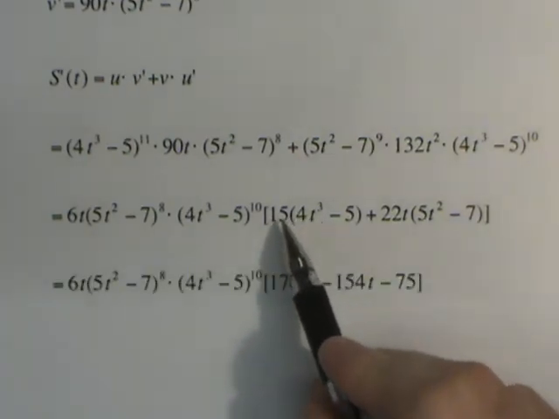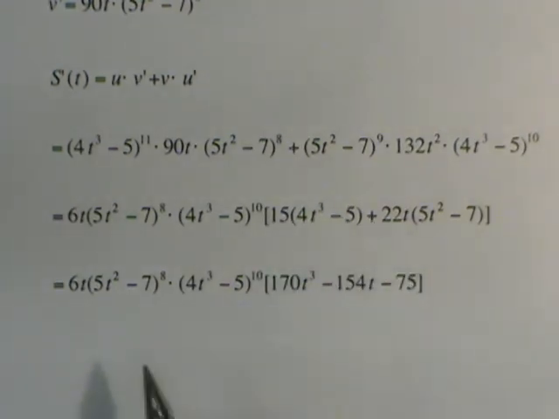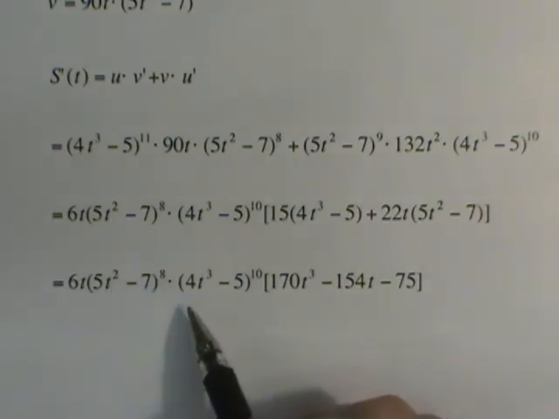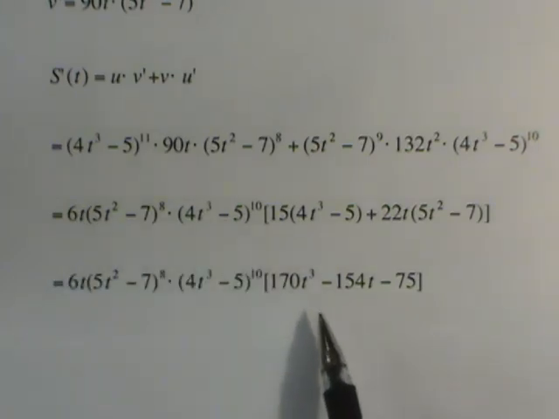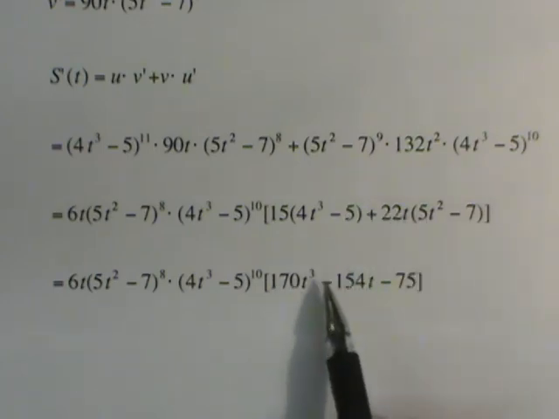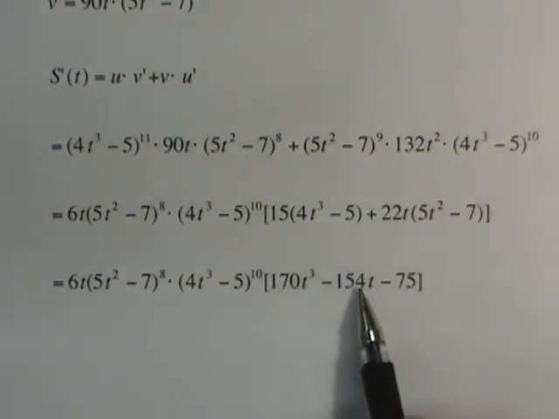As I expand this, I distribute this across. I can combine like terms, and I'm left with 6t times 5t squared minus 7 raised to the 8th times 4t cubed minus 5 raised to the 10th. It's just this stuff repeated. And then I simplify what was in there. I distributed, combined like terms, and I ended up with 170t cubed minus 154t minus 75.